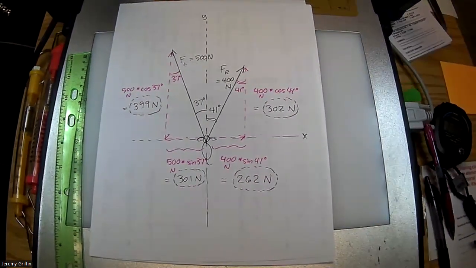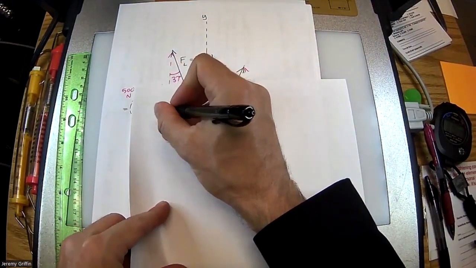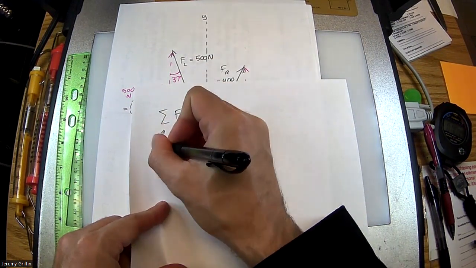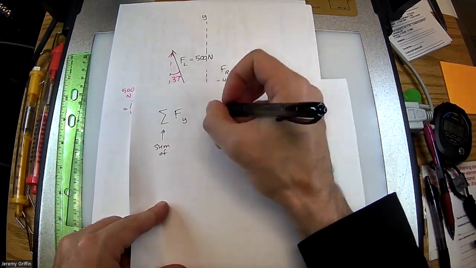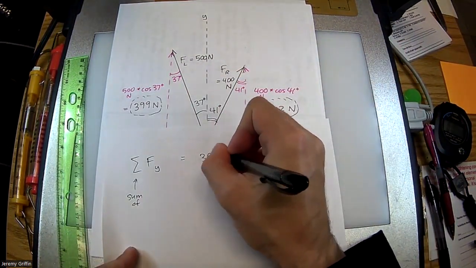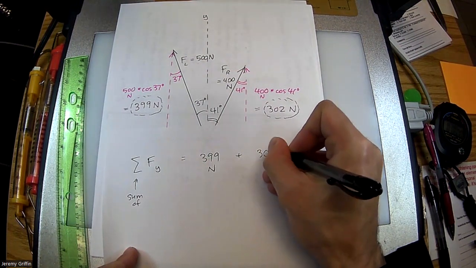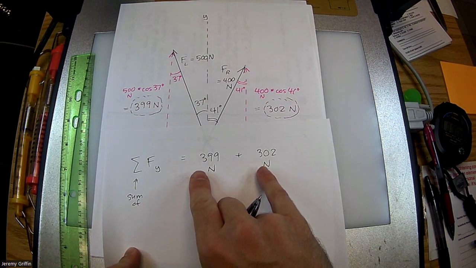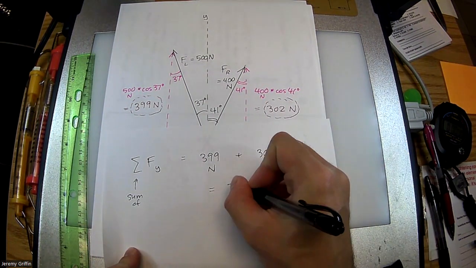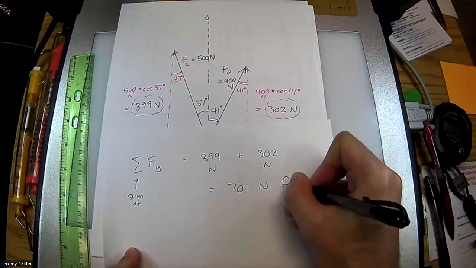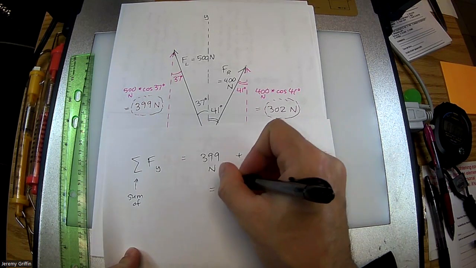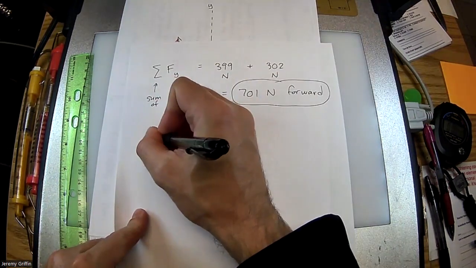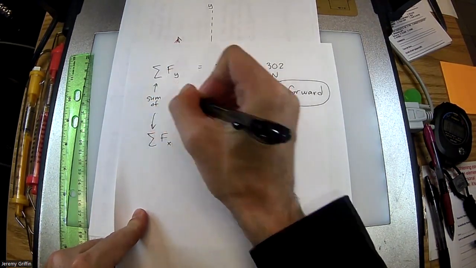So the sum of forces in the y direction, you guys know sigma means the sum of, you could also call it the net force, is 399 newtons forward plus 302 newtons forward. What is that? 4, 5, 6, 701. Is that 701 newtons forward? I think that's what that is, right?